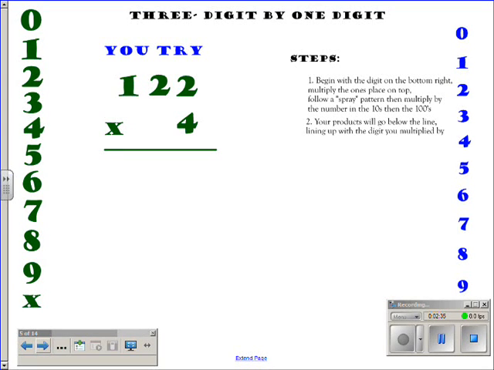All right, welcome back. So you would have started with using your spray. You would have done 4 times 2, and 8 goes directly below. 4 times 2 again is 8. You're going to put your product directly below the 2, which is 8. 4 times 1 is 4. Your product's going to go directly below, which is 4. And you should have come up with 488. If you did not get that answer, what you're going to want to do is go back, review the steps, and you may want to get out a piece of paper and do some practice problems.